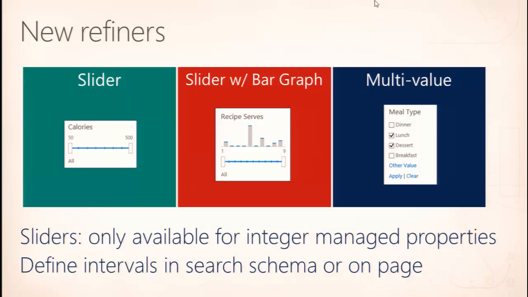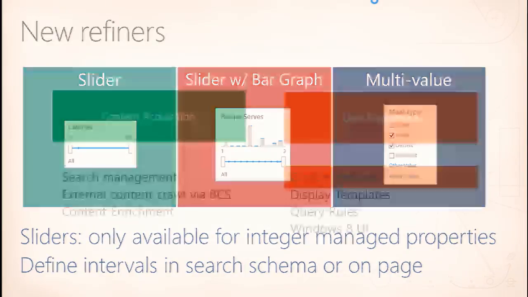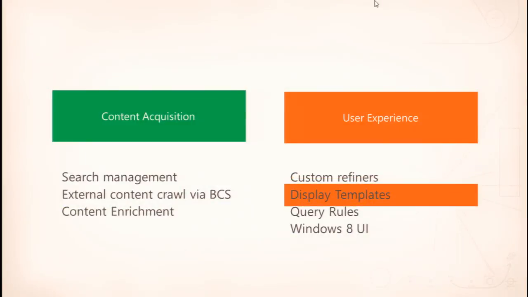What I like about it, as we'll see, is that you're able to actually define on the page the intervals. So you can do this in the index schema, or as you're troubleshooting and looking at content, you want to see how a particular search term does, you can define those intervals so you get nice, in this case of slider with bar graph, you get nice bar graph representation. We'll be looking at display templates.